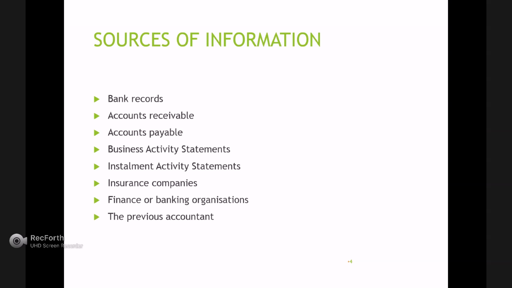So the sources of information: where we can get the information, where we can find out the information. Bank records. The bank records mean the bank statement. So you can identify what the opening balance is, what the closing balance is, how many checks are deposited, how many checks are returned, how many checks are transferred to the creditors, and the amount. What are the standing orders? What are the direct deposits? Or what are the other charges, interest? All these things you can get from the bank records.